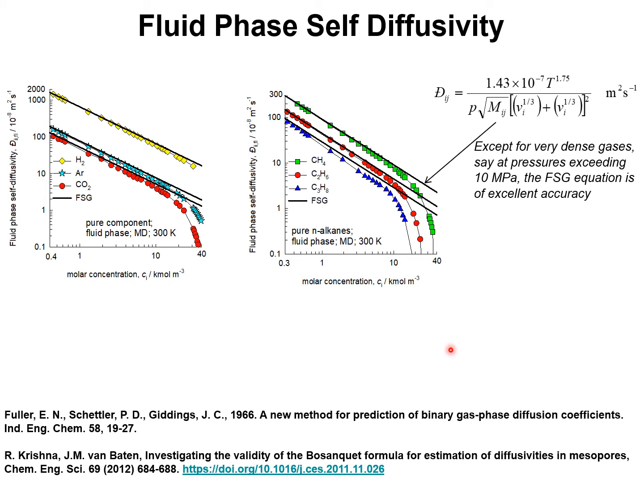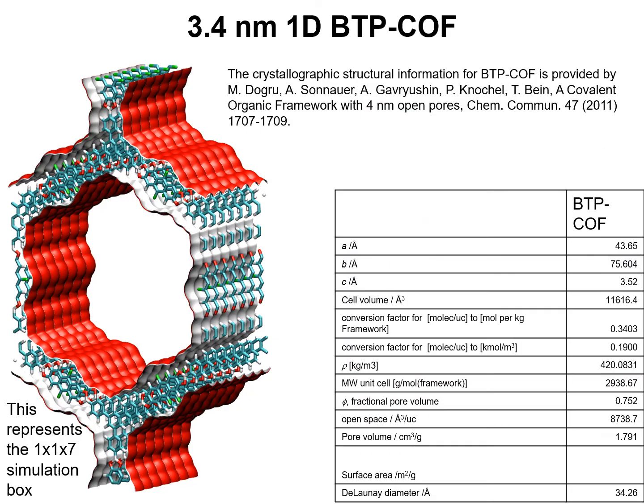Having now examined molecule wall collisions and the limitations of the Knudsen prescription, and molecule-molecule collisions and the applicability of the kinetic gas theory, we now proceed to examining the accuracy of the Bosanquet formula by performing MD simulations for a 3.4 nanometer mesoporous material, with pores which are larger than 2 nanometers, for which both molecule wall collisions and molecule-molecule collisions are important.